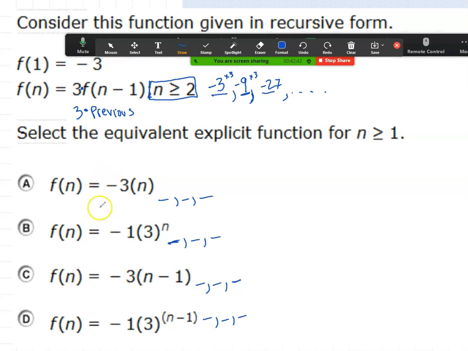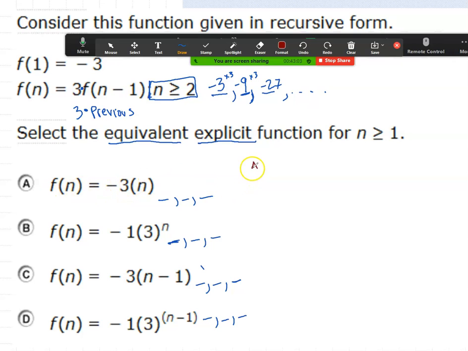So now I'm going to go to my multiple choice and try to find these 3 numbers, okay? So let's look at A. We are looking to find its equivalent. Equivalent means I got to find the same list down here, and I'm dealing with explicit.